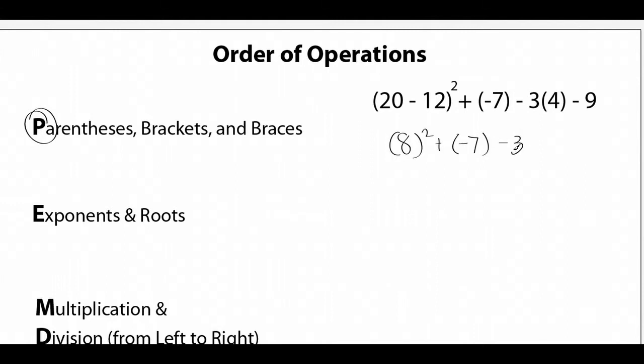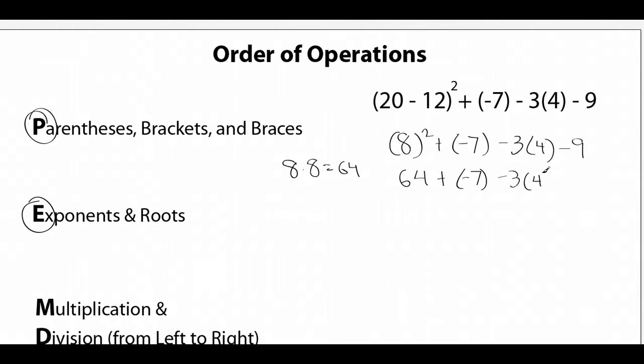Again, take the time. It doesn't add that much time to the problem, and it'll help you stay organized. And now we come here, now that we're done with all of our parentheses, and we do our exponents and roots. In this case, we have 8 times 8, which is 64. And so we have 64 plus a negative 7 minus 3 times 4 minus 9.